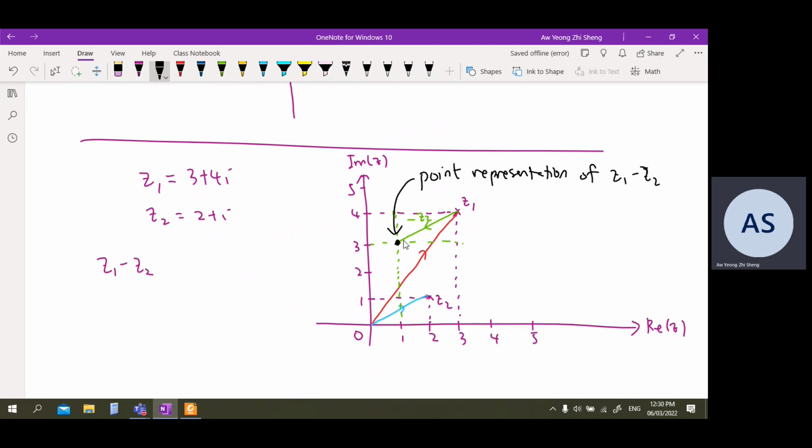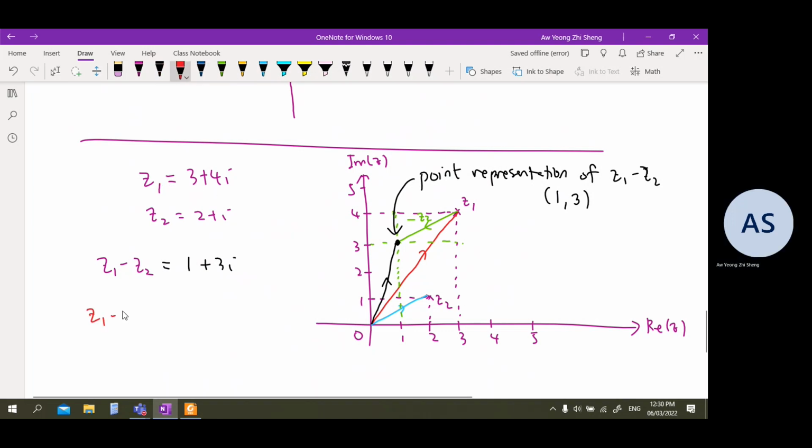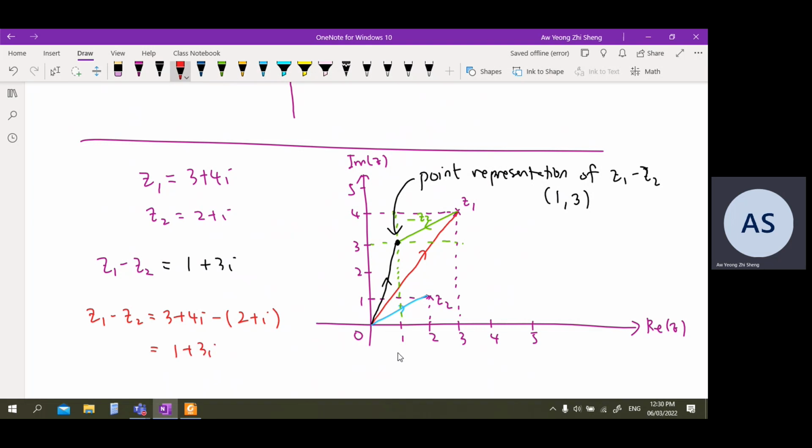And if I connect a vector from the origin to my black point, my black vector would become the vector representation of Z1 minus Z2. If you read the coordinate of my black point, this coordinate is (1, 3), which means Z1 minus Z2, from my diagram, is equal to 1 plus 3i. And if you do your computation the usual way, taking Z1 minus Z2, which is 3 plus 4i minus (2 plus i), you do get 1 plus 3i.